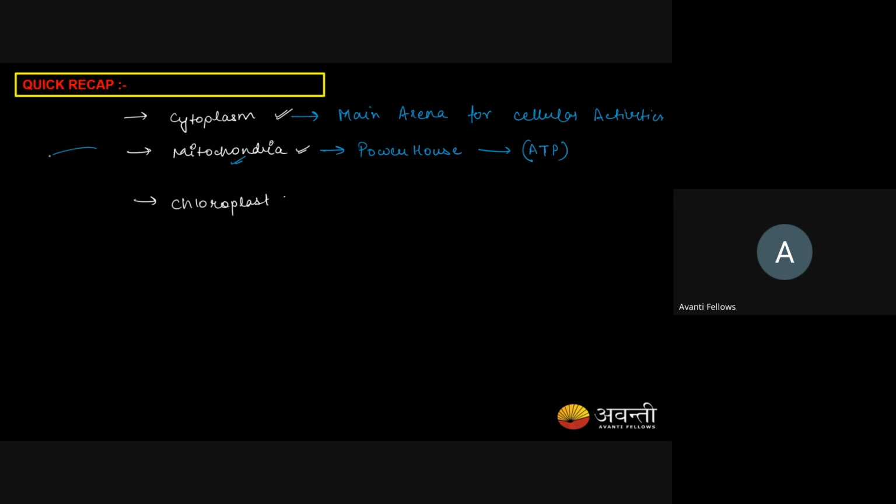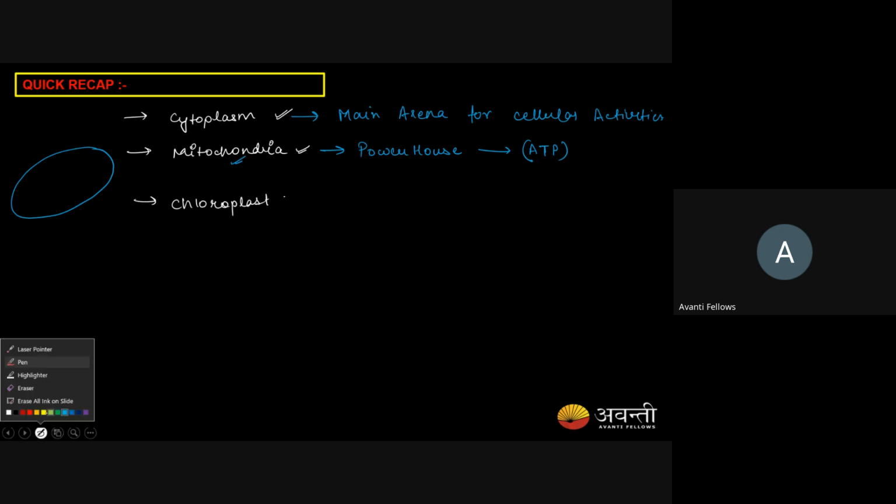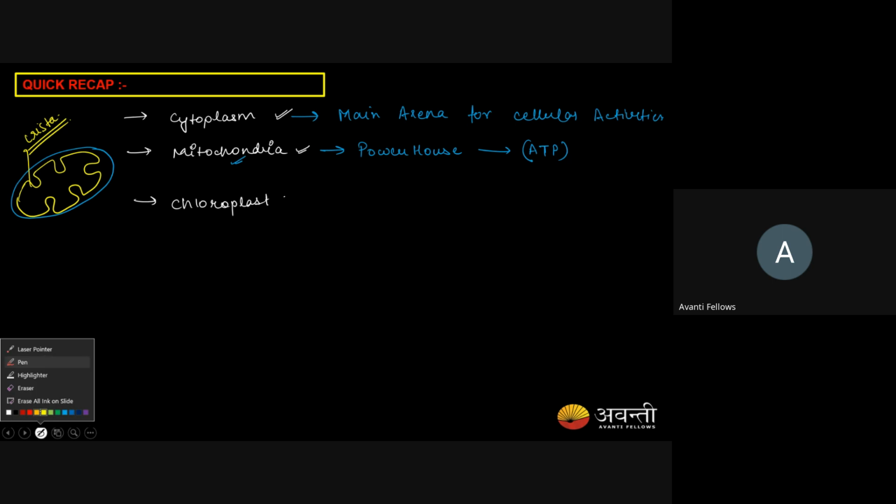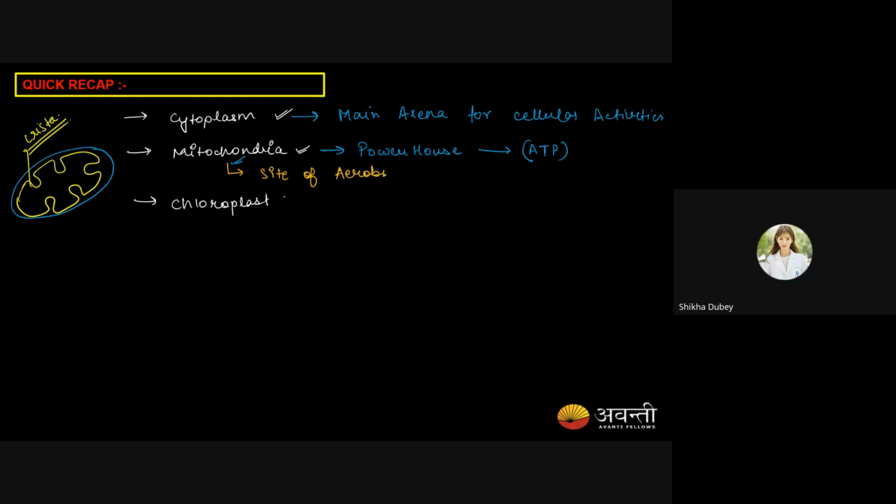And in the previous chapter, we have also studied that mitochondria is a double membranous cell organelle, right? The inner membrane has foldings, and these foldings, or invaginations, are known as cristae. We have also studied that mitochondria is known as the site of aerobic respiration.